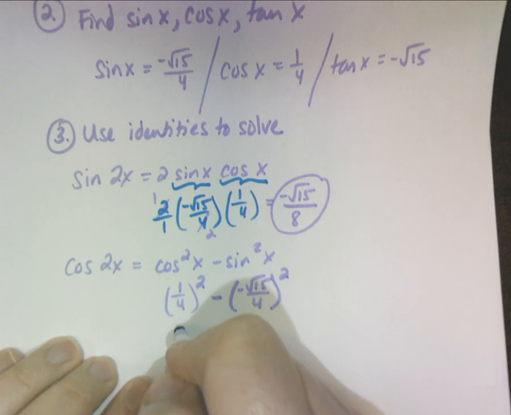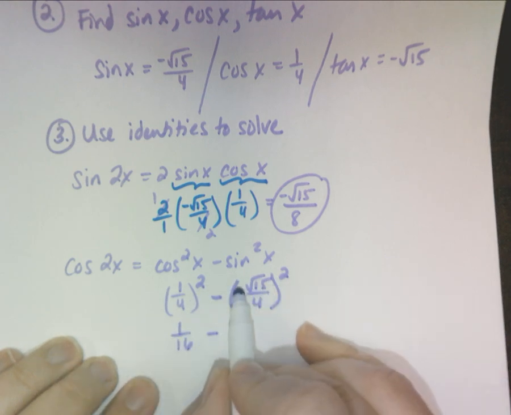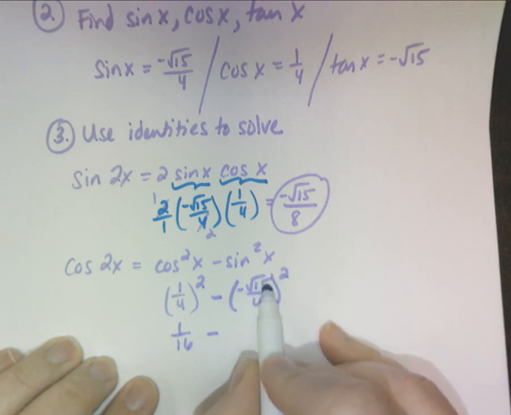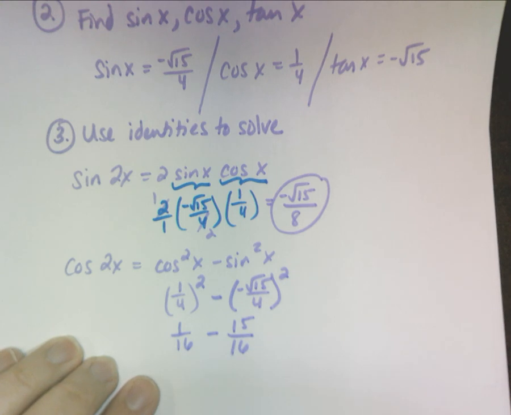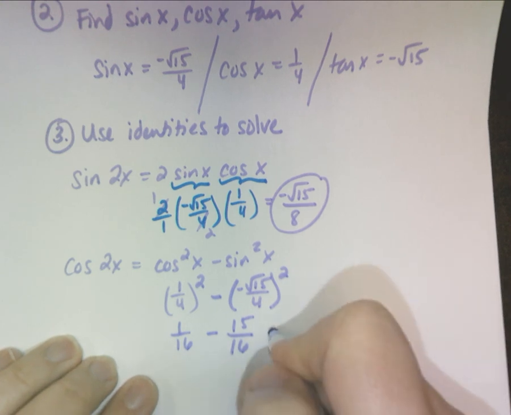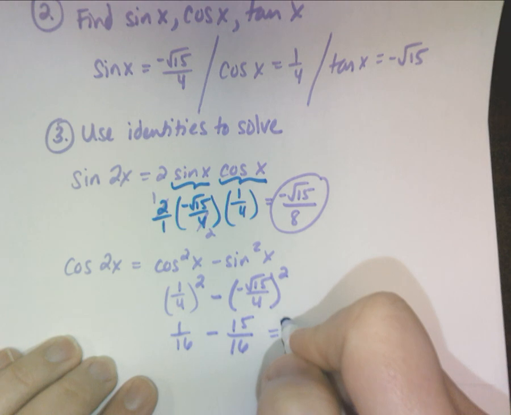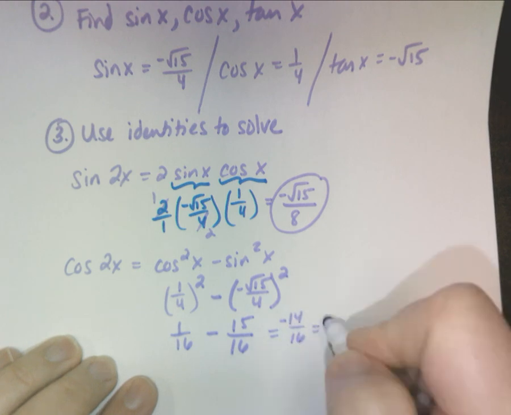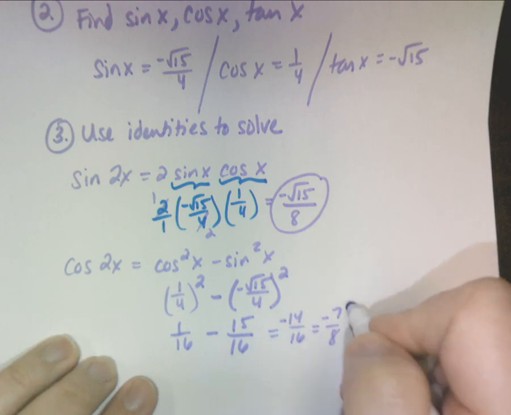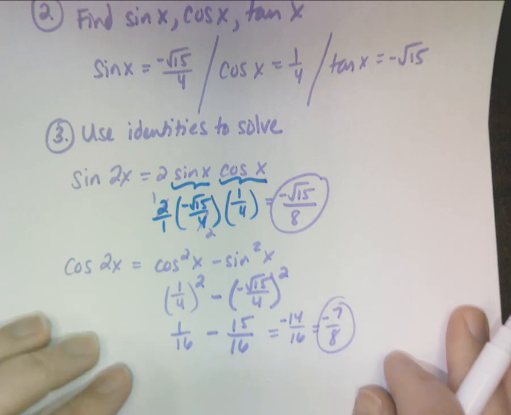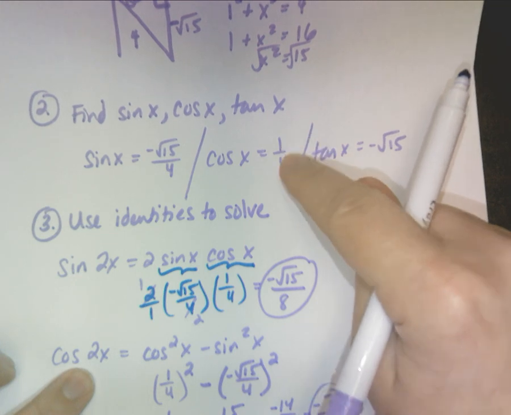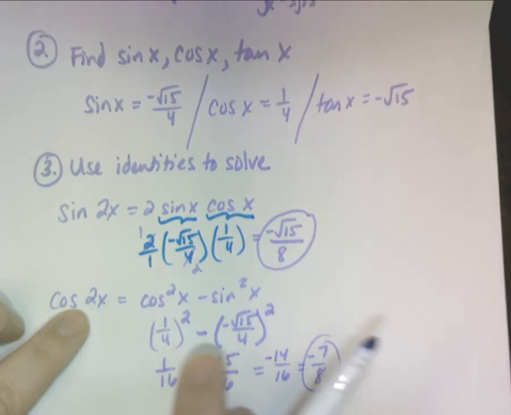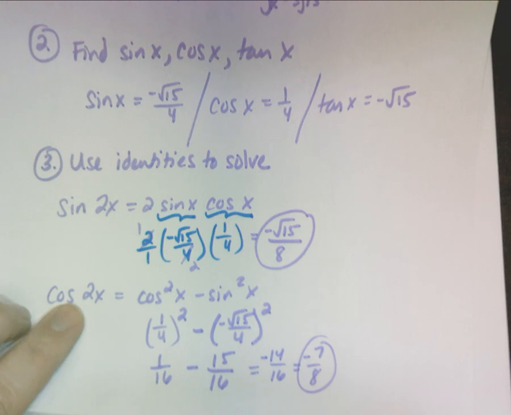1/4 squared is 1/16. And the negative squared right here is going to become positive. Square root of 15 squared is just 15. 4 squared is 16. What's 1/16 minus 15/16? That would be negative 14/16, which is equivalent to negative 7 over 8. So the exact value of cosine 2x, look at that. It wasn't 1/2, it wasn't 1/8, it wasn't 1/16. You don't just double it. You actually have to use the property. It's negative 7/8.